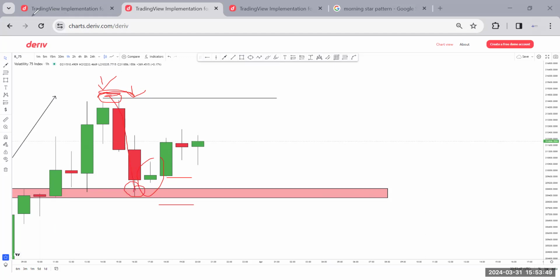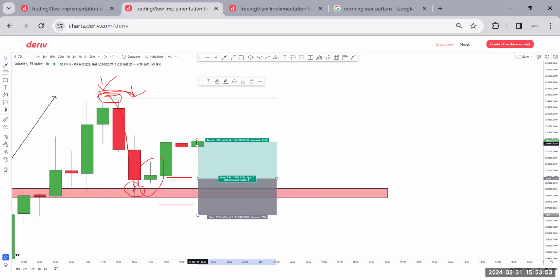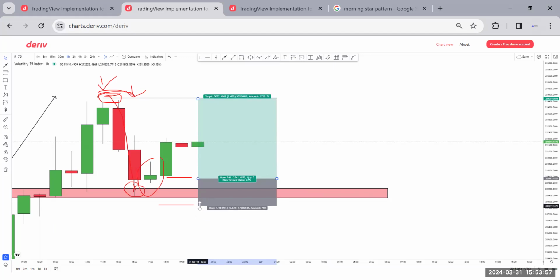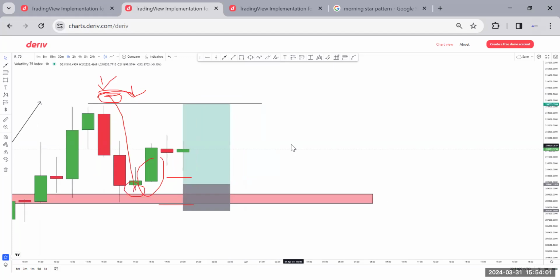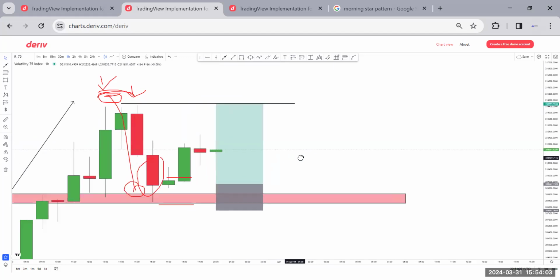Let me see if we can get a 1:2 trade here. Stop loss somewhere here. That is a good 1:3. So if we're risking $5, you are most likely to make $15 on this. If we're risking $2, you are most likely to make $6 using the minimum lots 0.001.